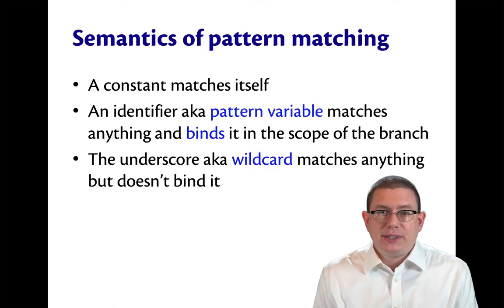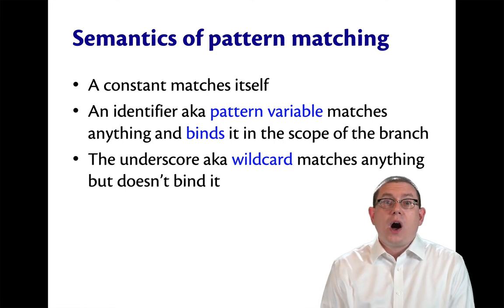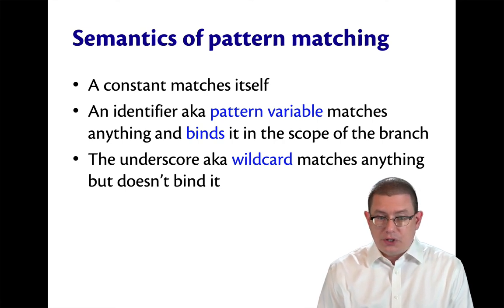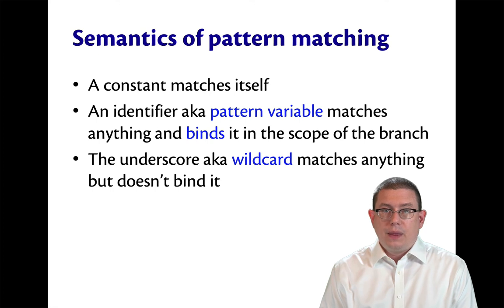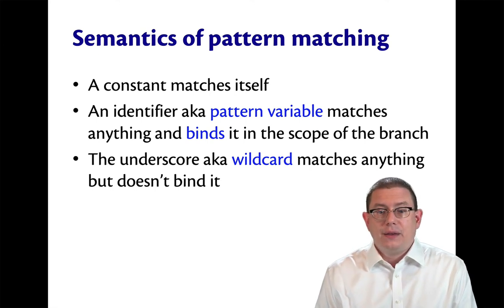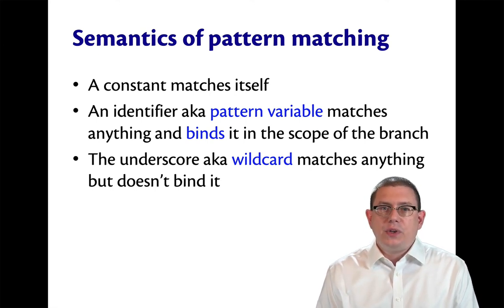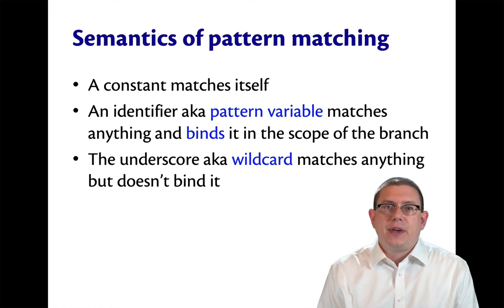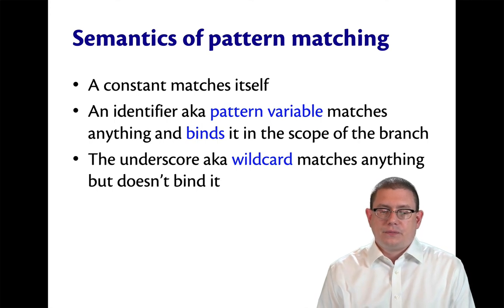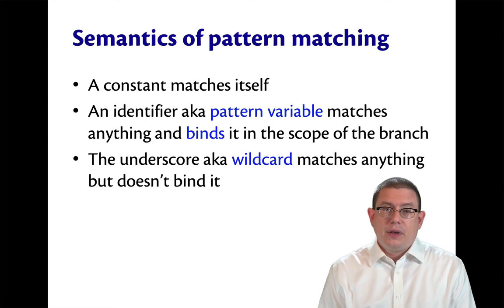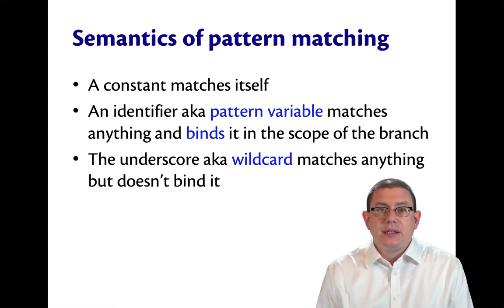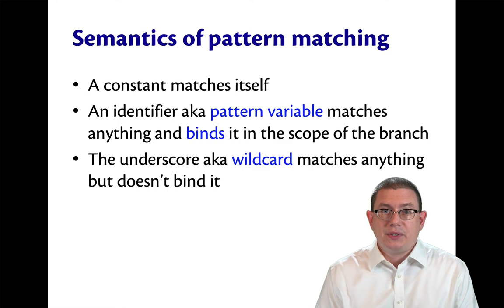How does matching itself work? Well, a constant matches itself, so 42 matches 42. Whenever you have an identifier, in other words, a pattern variable, that will match anything. And it binds the value that it matches in the scope of the branch. We've seen many examples of that with our list functions. The underscore, aka the wildcard character, matches anything, but it doesn't bind it. And we've seen examples of that too.